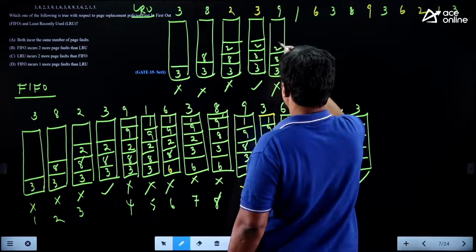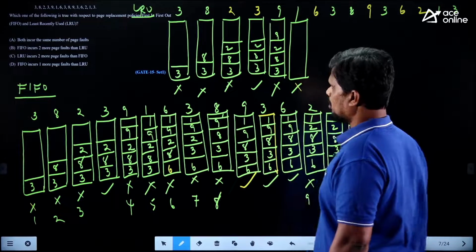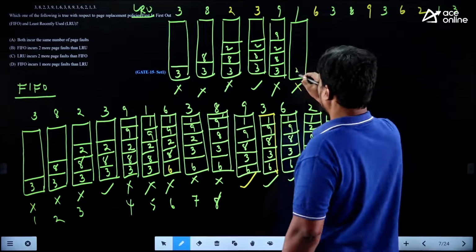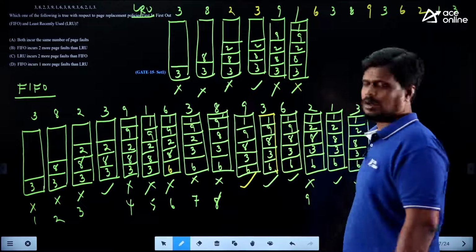So 3, 8, 2 and 9. Now 1 is also not there in the main memory, which is resulting in a page fault. So then 3, 8, 2, 9 and 1. So now the memory is full.